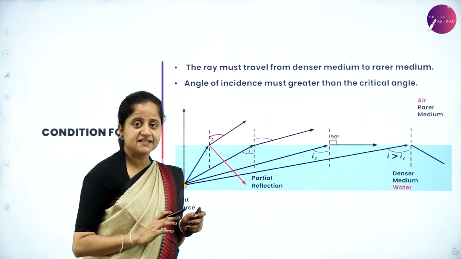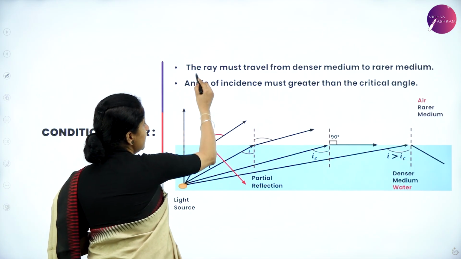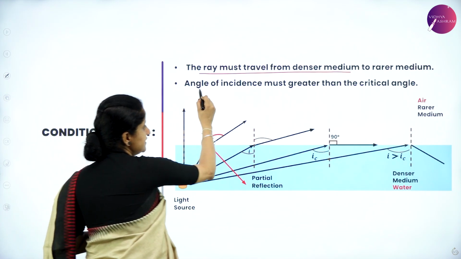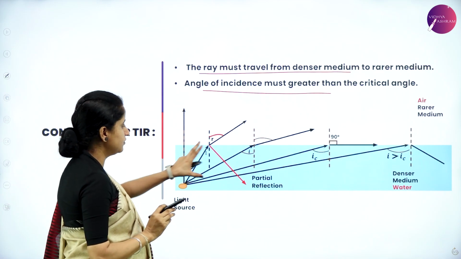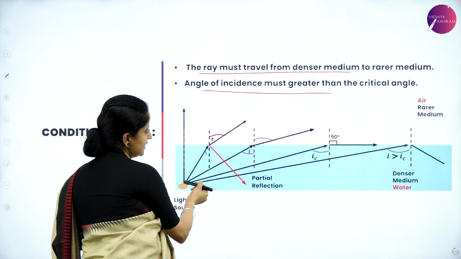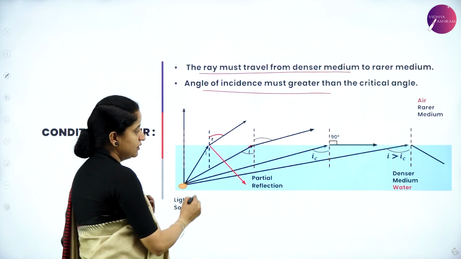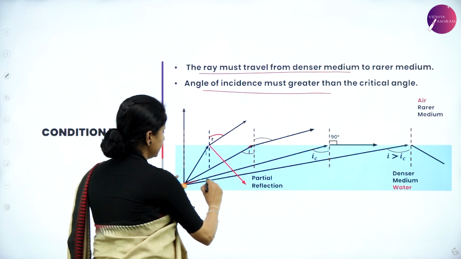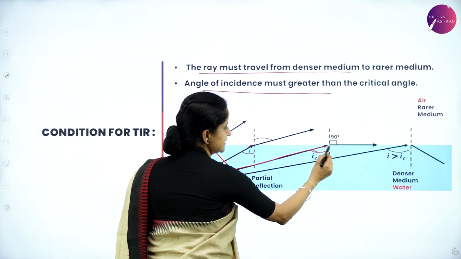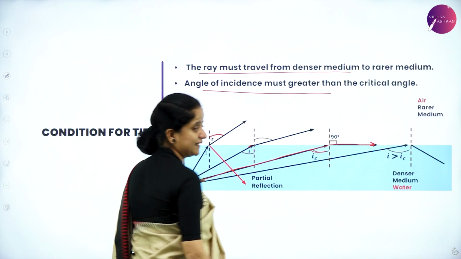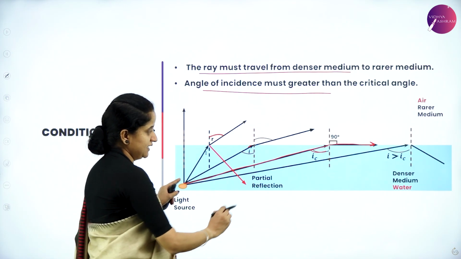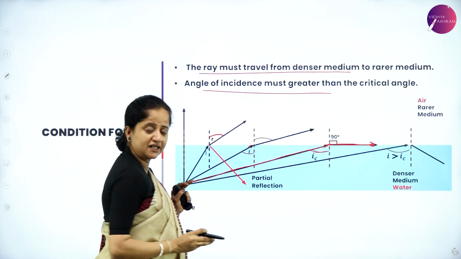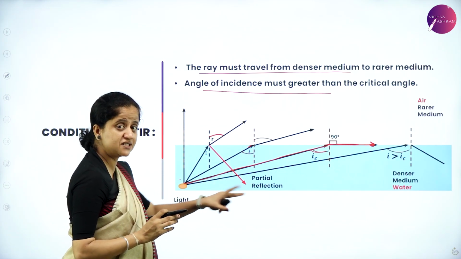So now we shall see the conditions of total internal reflection. A ray of light must travel from a denser to rarer medium. Angle of incidence must be greater than the critical angle. So look at this example. We have different rays traveling from denser to rarer medium, for which the angle of refraction is also different. For this angle of incidence, you can observe, the angle of refraction is 90 degree, which means the ray is traveling in this direction. It is not completely reflecting into the surface of its original medium.